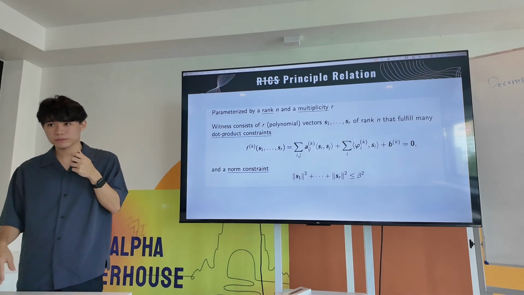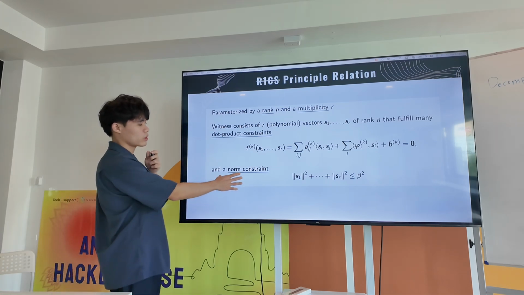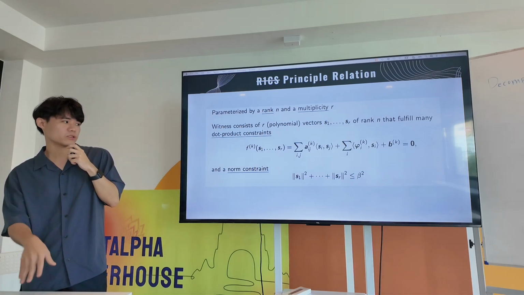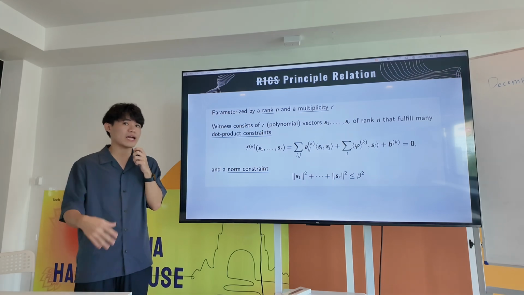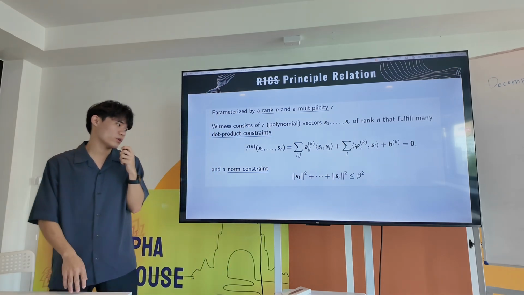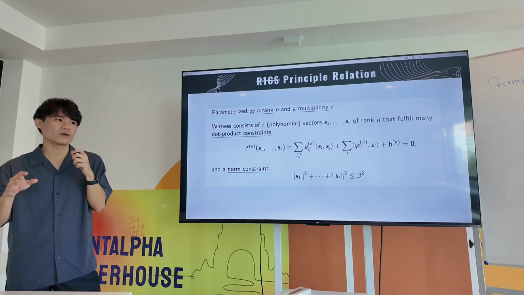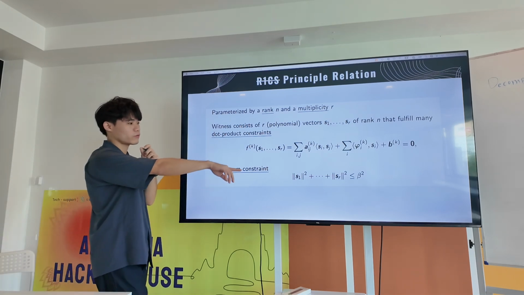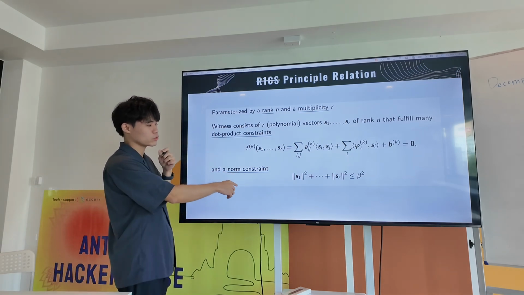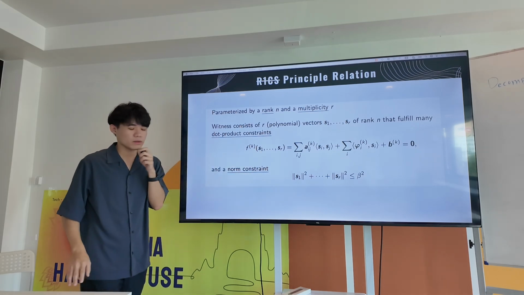Another constraint is a norm constraint. This constraint exists because if you use a lattice-based commitment scheme or lattice-based cryptography, it has a parameter called the norm bound, which here is beta. If beta is so big, the hard problem becomes easy to solve. So this bound is for security. So we want to use a constraint to bound the witness size to less than beta.